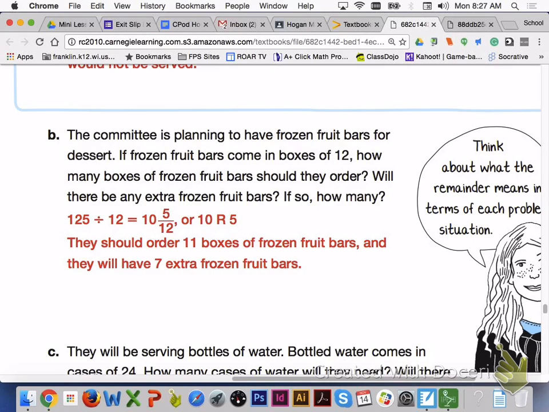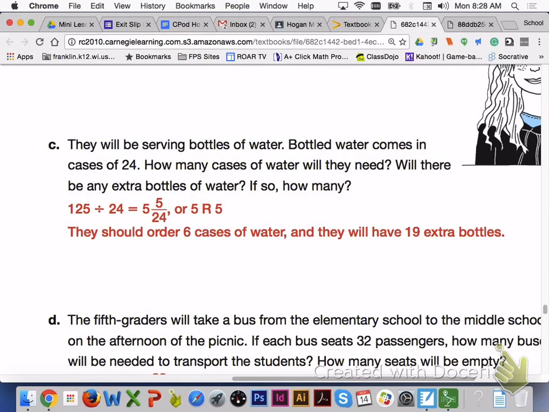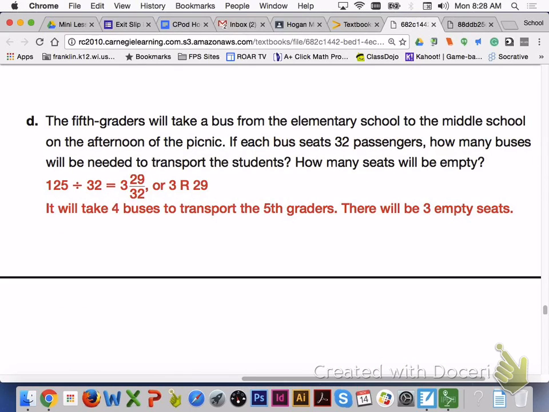For letter B, the committee should order 11 boxes of frozen fruit bars. They will have 7 extra frozen fruit bars left over. Letter C, they should order 6 cases of water, and they will have 19 extra bottles of water. And for letter D, it will take 4 buses to transport the 5th graders. There will be 3 empty seats.